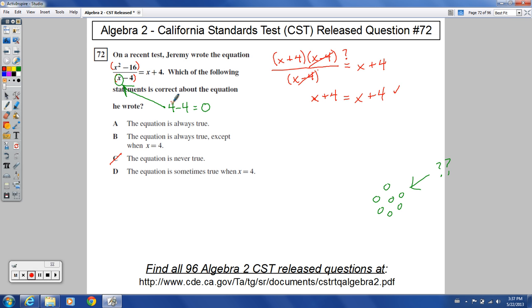And so if you have an x value of 4, that's when it's not going to work. All the other times, though, it will work. So anything else except what makes the denominator 0 is going to work. That means your answer should be, for 72, choice B. The equation is always true except when x equals 4 because it makes the denominator 0.